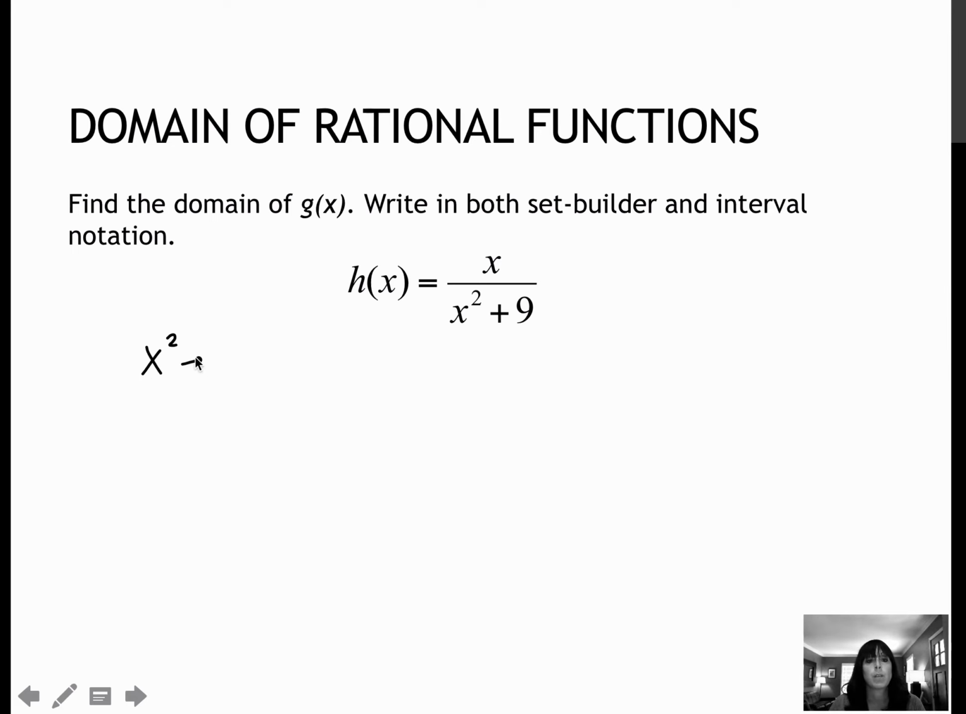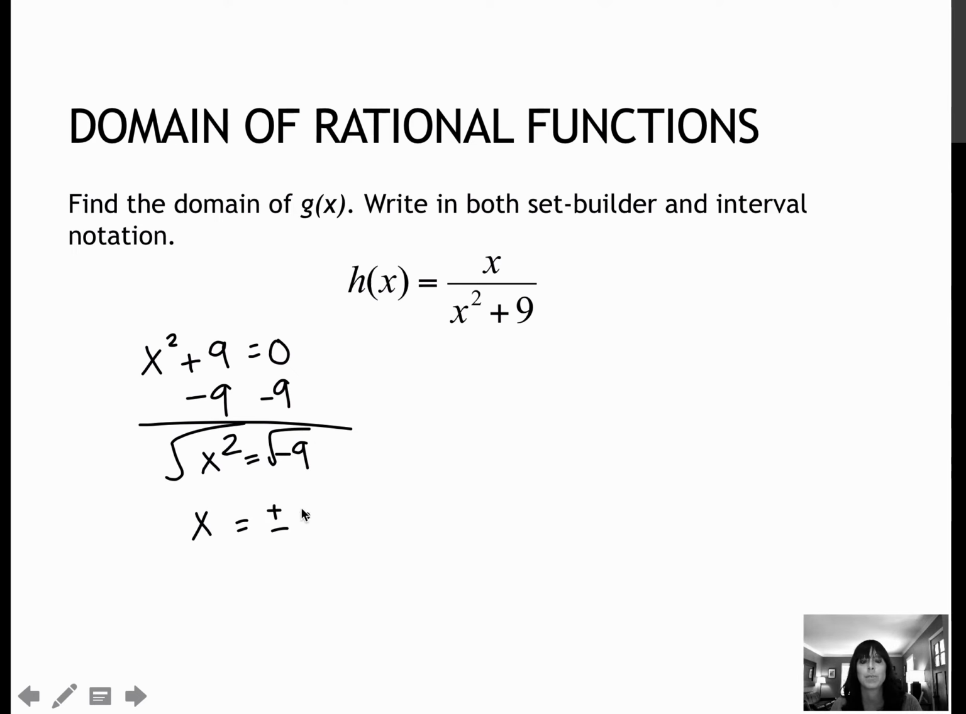If I set x squared plus 9 equal to 0, I can't really factor that because it's not a difference of squares, so I get x squared equals negative 9, and if I take the square root of each side, I get x equals plus or minus 3i. Well, I know that those are imaginary numbers, and that's not going to restrict my domain. So the domain is all of the x's such that x is a real number because there's no restrictions, or negative infinity to positive infinity. There was no restriction because there's no value I can plug in here to make that 0, no real value.